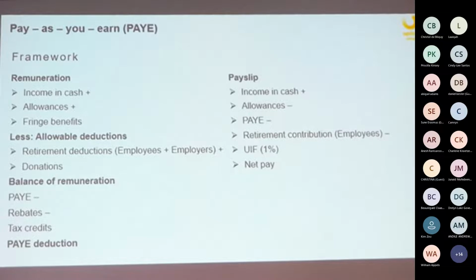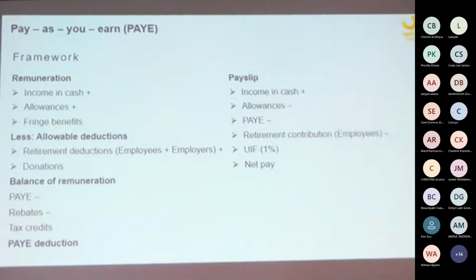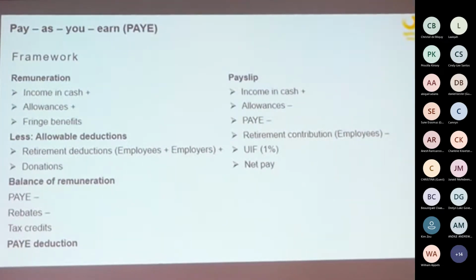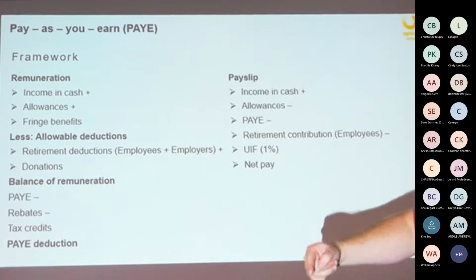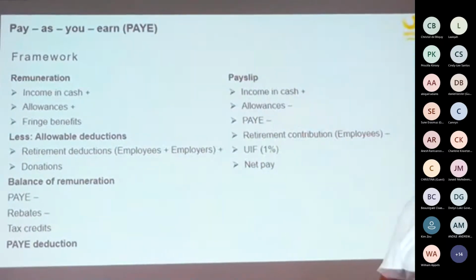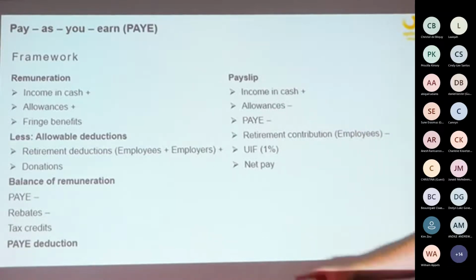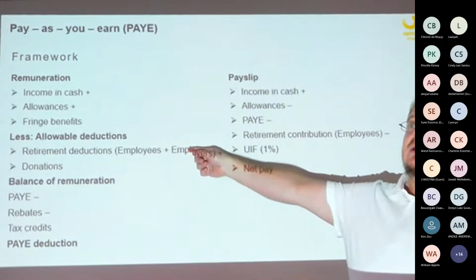Okay, then we get to what is called our tax credits. And at the moment, there is only one tax credit that you can take on a monthly PAYE, and that is your medical aid tax credit. Your medical aid tax credit works in such a way that you get a credit for being on a medical aid. The government sees it as good practice and for health to be on a medical aid. That's where you get the deduction as well.